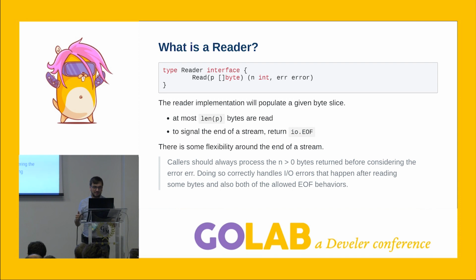So when a stream ends, in the case of the reader, if n is larger than 0, then before considering the error, you might want to actually handle the bytes, which is maybe a bit different from other error handling in Go, where you don't necessarily have to look at the return value. I mean, it's not a return value. You pass the byte slice in. Doing so correctly handles IO errors that happen after reading some bytes, and also allows both of the allowed EOF behaviors. And both EOF behaviors are, you either can exhaust the read and then return 0 and io.EOF, or you can return io.EOF with the last number of bytes that you read.